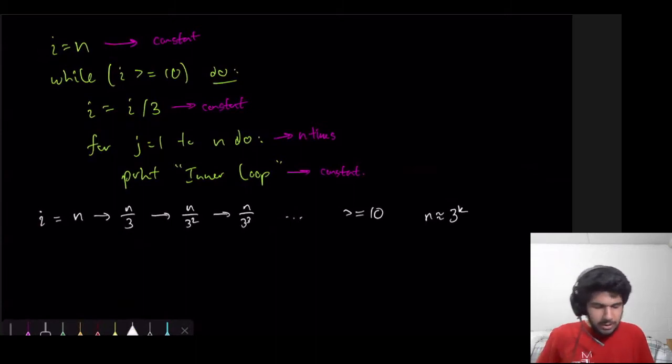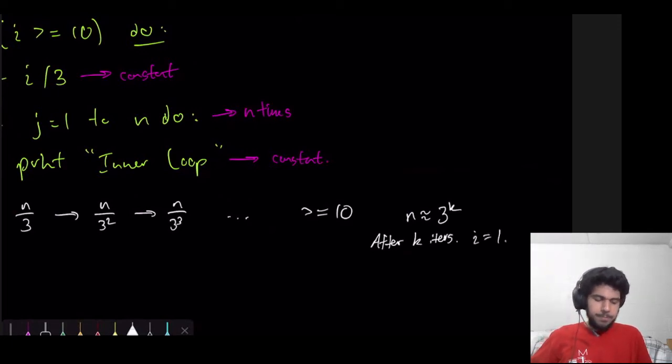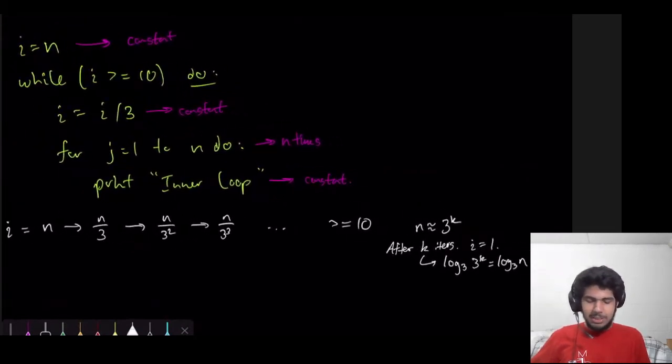Okay, yeah. So if we keep on dividing by 3, it'll take k times for n to equal 1. So after k iterations, I will be equal to 1, right? And this k comes from taking basically log base 3 of 3 to the k, which is log base 3 of n. So we know that after log base 3 iterations, I will be pretty close to 1. Like, we'll be approaching 1.